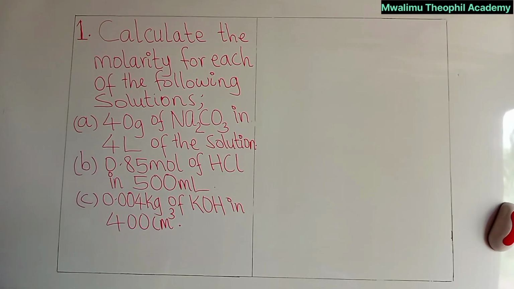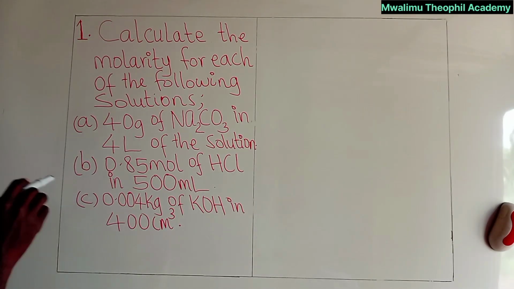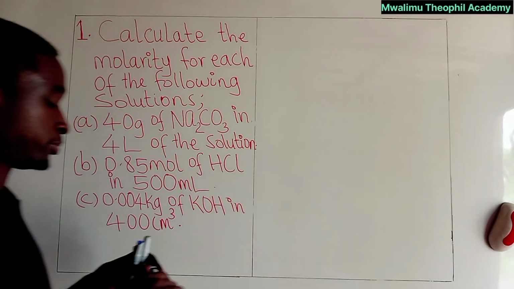A. 40 grams of sodium carbonate in 4 liters of the solution. B. 0.85 moles of HCl in 500 milliliters. C. 0.004 kilogram of potassium hydroxide in 400 centimeter cubed. Now, let us see the solution for this problem.